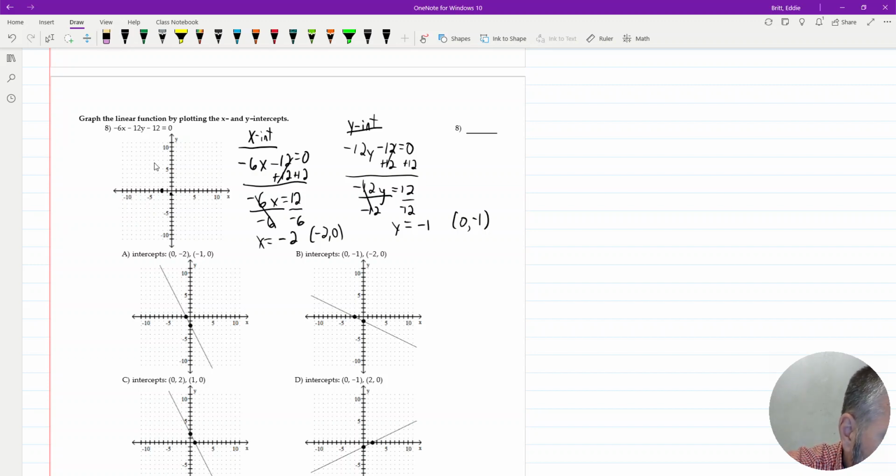It's a good thing that I double checked that by writing those points down, right? So the one that goes through, it's got to go through -2, 0, and it's got to go through 0, -1. So it's got to be B. Sorry about that. But at least I caught my mistake by writing the points down, because these points are also written there.